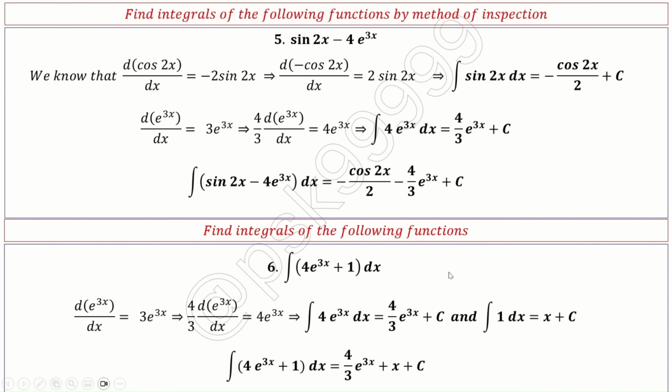By observation, you can do it. There is only one thing. The constant, integration of 1 is nothing but x, because this is x power 0, so you will get x. Okay, next.